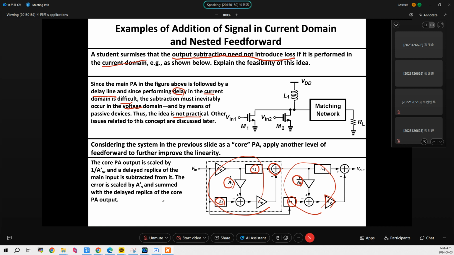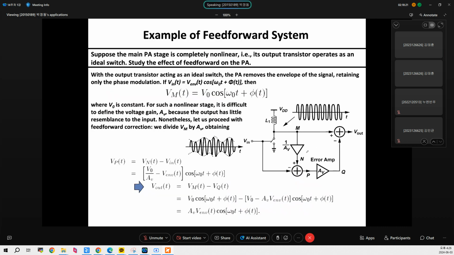But what is the problem with this? It consumes more power, and it is more complex. So this is a very interesting example of a feed-forward system.